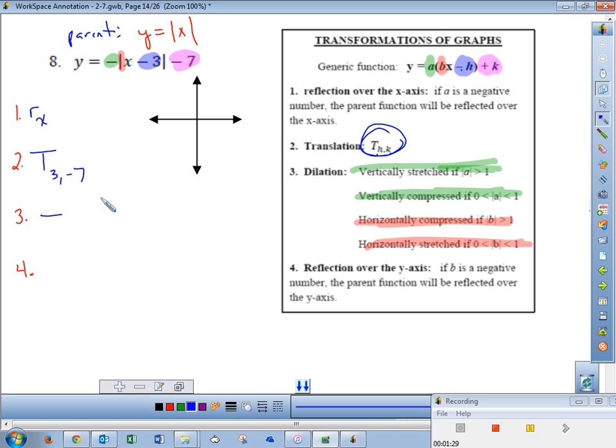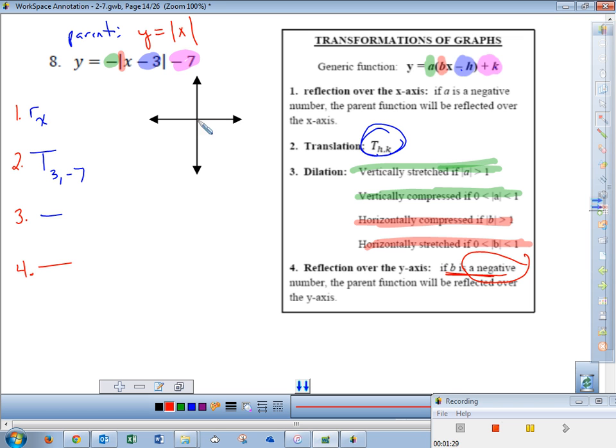Nothing happened. Then you look for reflection over the y-axis, which is your B value again, which is the red number, the number in front of x. All you care about is if it's negative. Is that number negative? No. So it did not get reflected over the y-axis. So let's make our sketch.